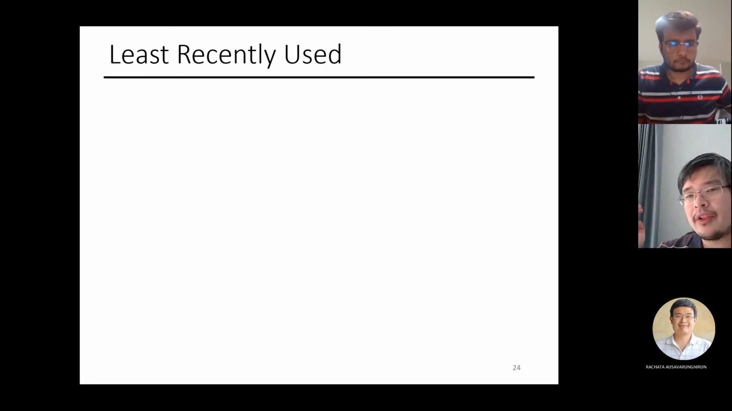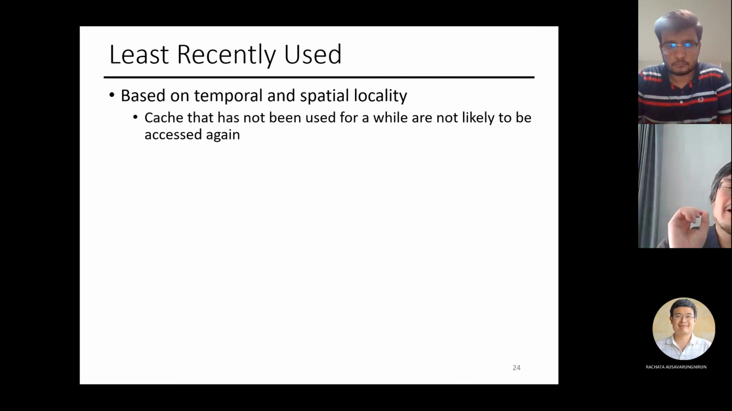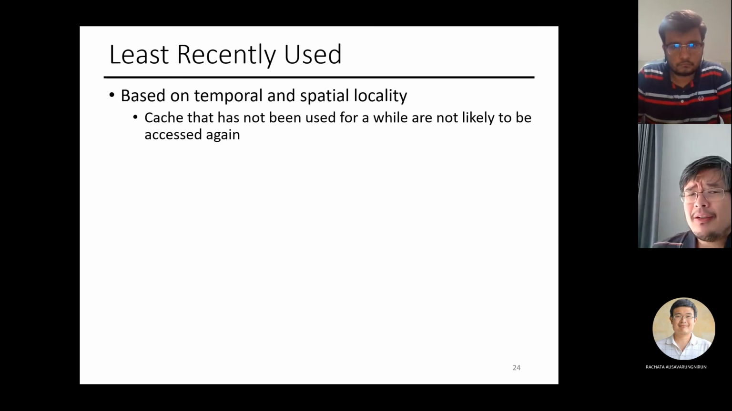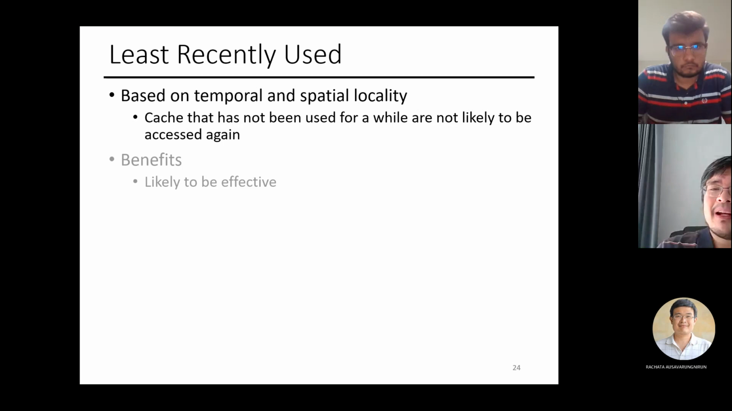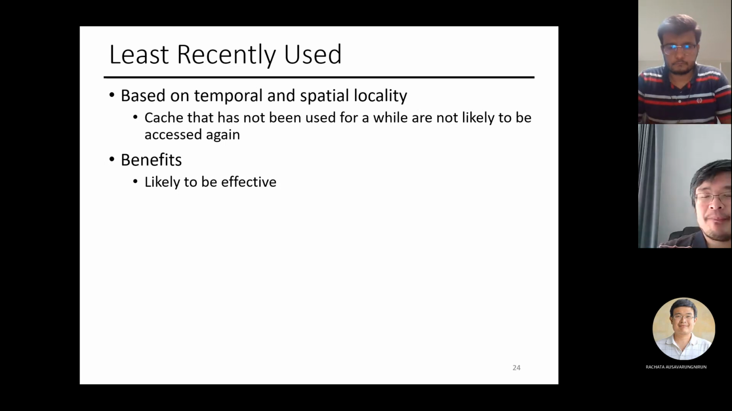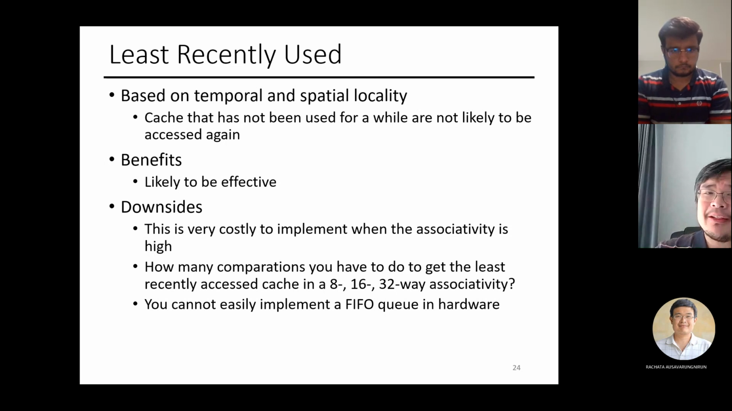The first one is basically what you answered, the least recently used based policy. This takes advantage of both temporal and spatial locality. The cache blocks that haven't been used for a while are not likely to be accessed again. So the benefit is that this should be extremely effective. But the downside is the hardware cost. If you want to have least recently used, what does it mean for a way to detect which block is that? What algorithm do you have to implement in hardware?